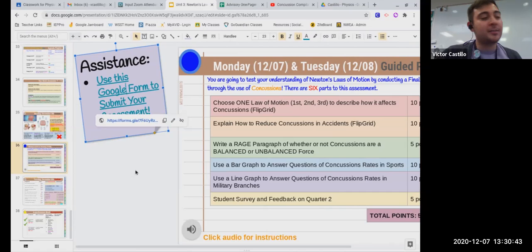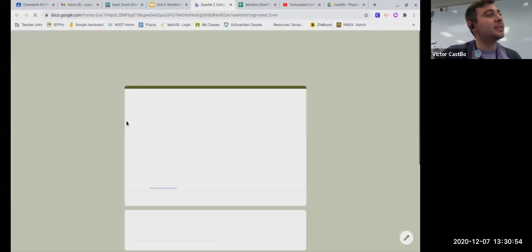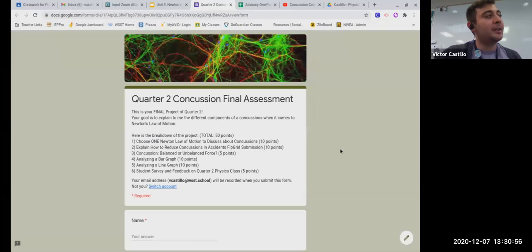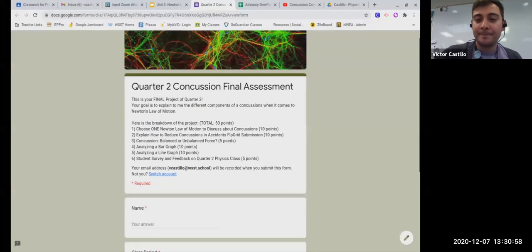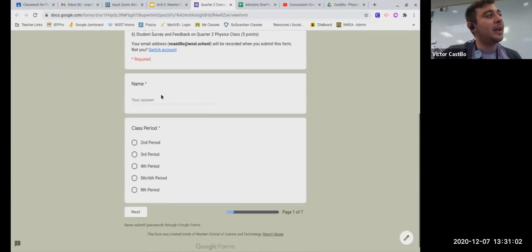So let's go over that, shall we? Here is the layout, but let's actually go over by actually looking at it. So click on that Google form, and it should take you to this front page right here. Okay. The first part is pretty simple. Just give me your name and your class period. So I'm going to put Mr. Castillo, and I'm going to put 8th period.